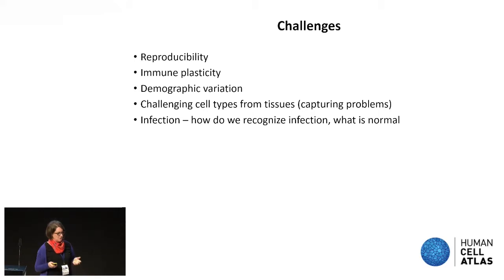Demographic variations. We've tackled tissue sampling questions in previous meetings, but it came up again. We were missing some important immune cell types because of the way we're processing tissues, and we should keep an eye out for this.